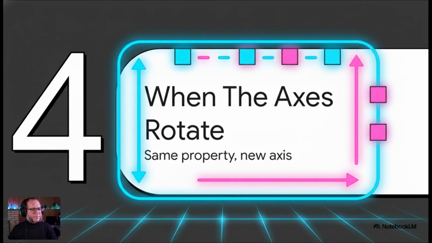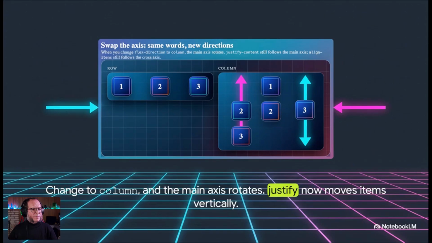Okay, time for the plot twist. This is the exact spot where everybody gets tangled up. What happens when you switch your flex direction to column? The moment you change the direction, the axes themselves rotate. Your main axis is now running top to bottom, and the cross axis is left to right. So that same property, justify content, is now moving things vertically. See, it's not Flexbox being moody, it's just being extremely literal.